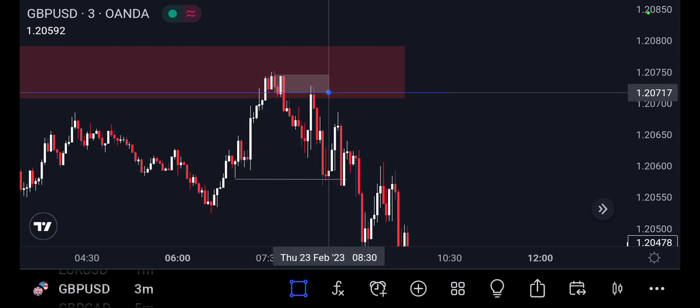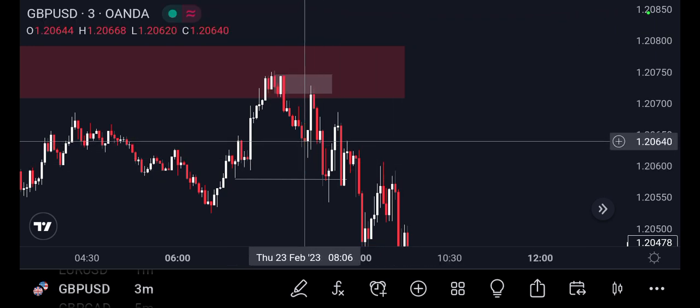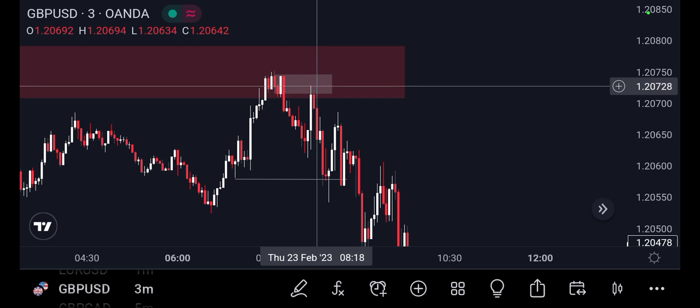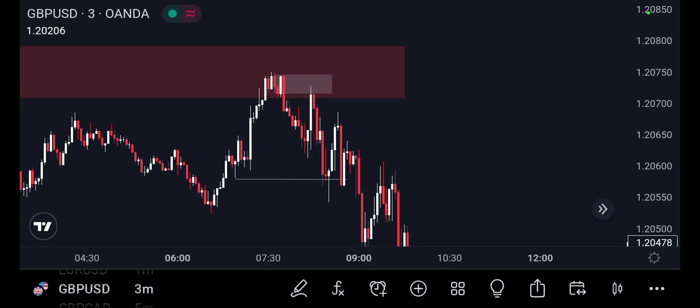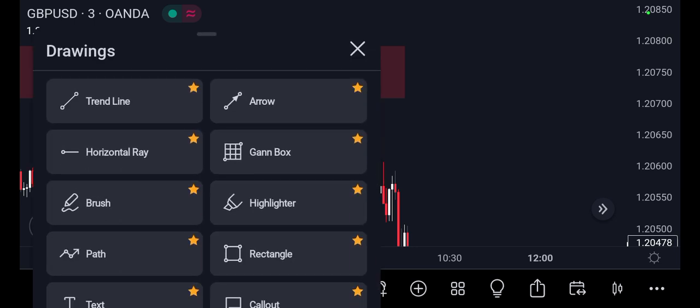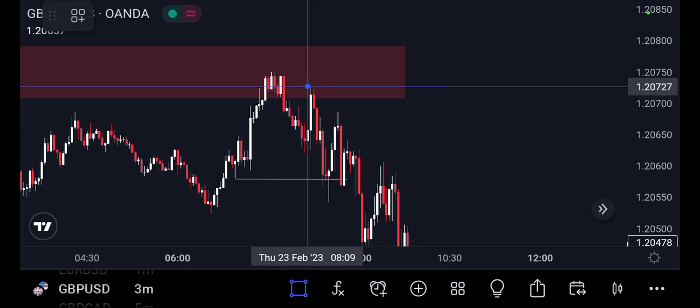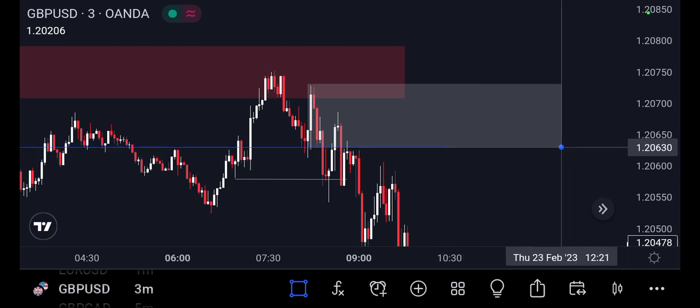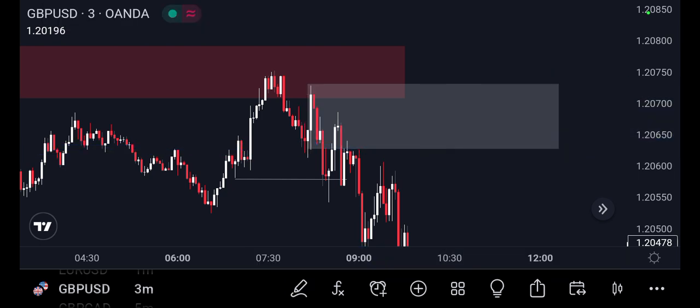Price mitigated it. This long white candle here, this buy candle up here, price mitigated the zone. So there's no need for you to mark out that zone. You mark out the next zone. So there was a break here. You mark out this zone here. And that is it.